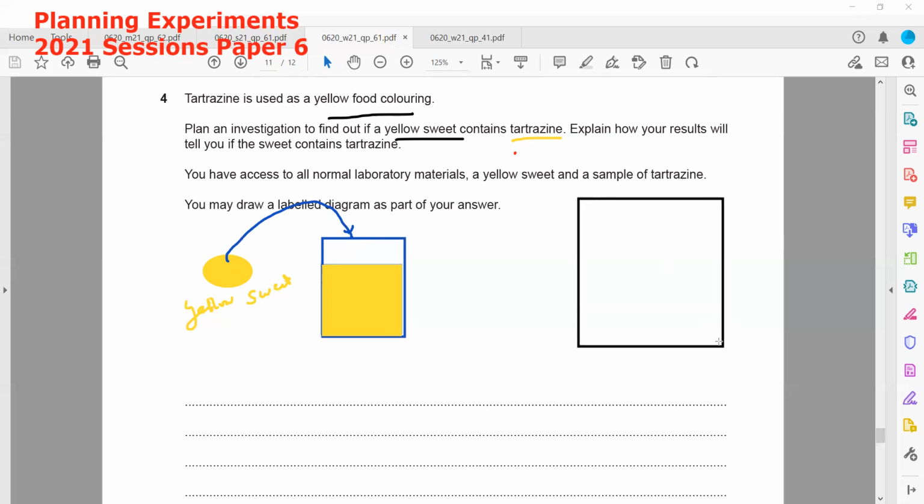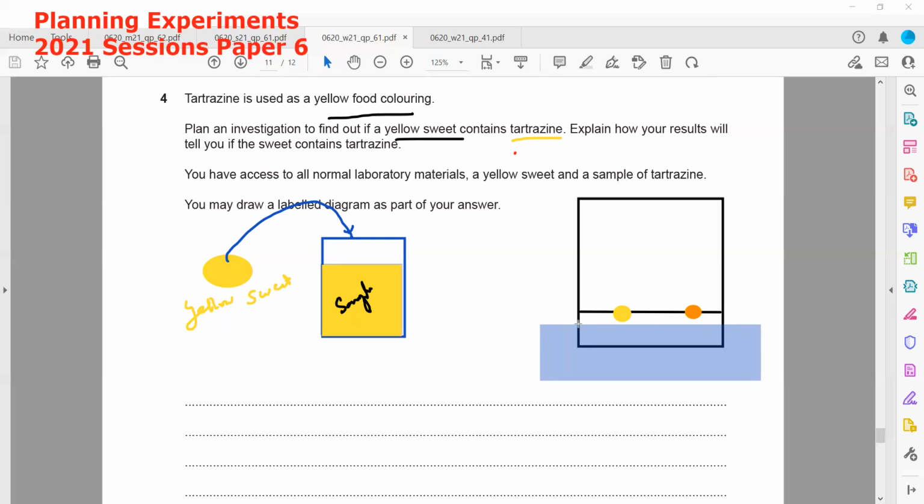I'm explaining the process and then I will write the points as well, which include the answer. So we'll use a chromatogram. Always mention we'll draw the origin with pencil. Then using a dropper, we take a sample and place a sample of the yellow sweet and a sample of tartrazine. After that, we'll use a suitable solvent; because they did not mention it is insoluble in water, you can use water as a solvent.